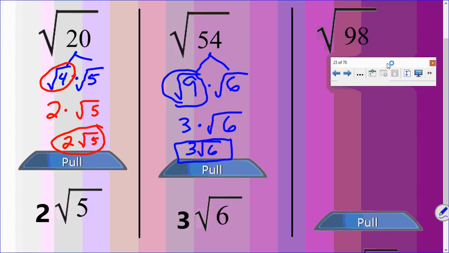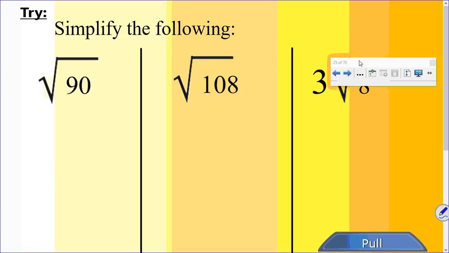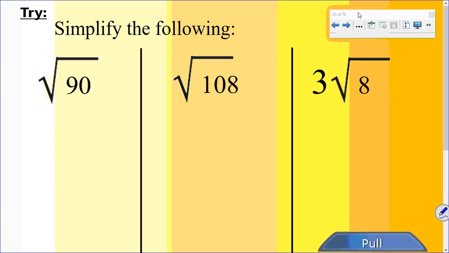So there's one more over there for you, 98. You can try that in your spare time. So check your understanding. If you got it so far, great. But if you're not sure, turn the video back, rewatch the steps, check out the perfect square tables, and write down your questions and bring them in tomorrow, and we'll play with them and see if we can help you out.